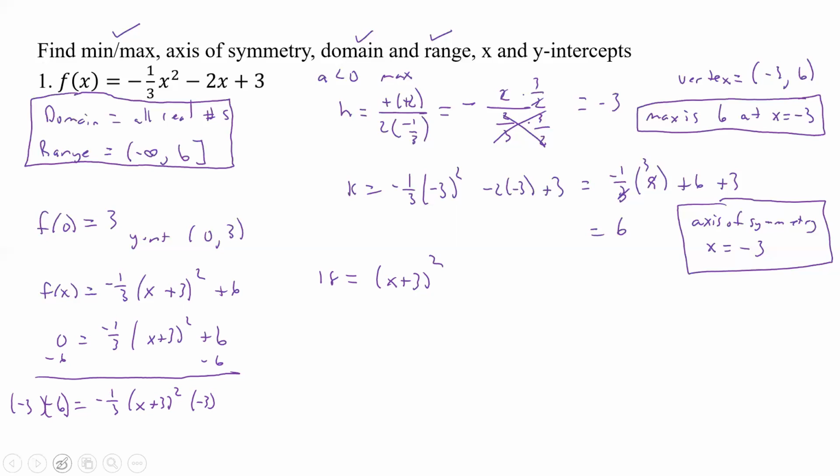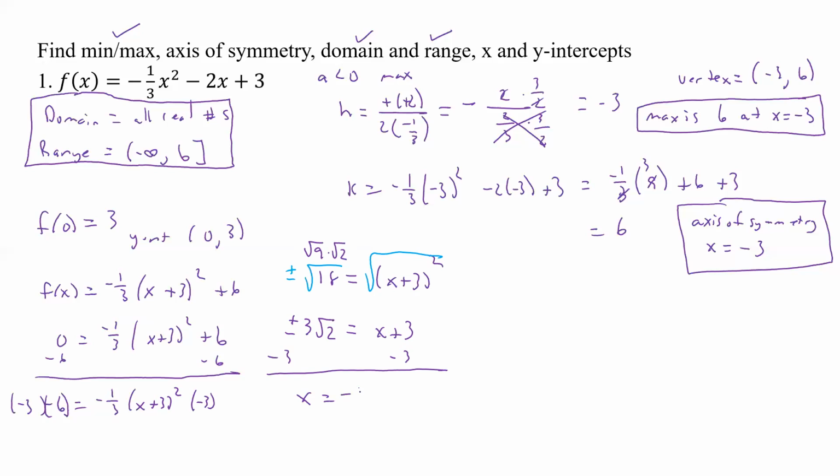Now I need to take the square root of both sides. I don't know, let's use blue this time. So it's going to be plus or minus the square root of 18. Well, the square root of 18, remember, is the square root of 9 times the square root of 2. And so that's going to be plus or minus 3 square root of 2 equals x plus 3. Now I need to get rid of that 3. So x equals -3 plus or minus 3 square root of 2.